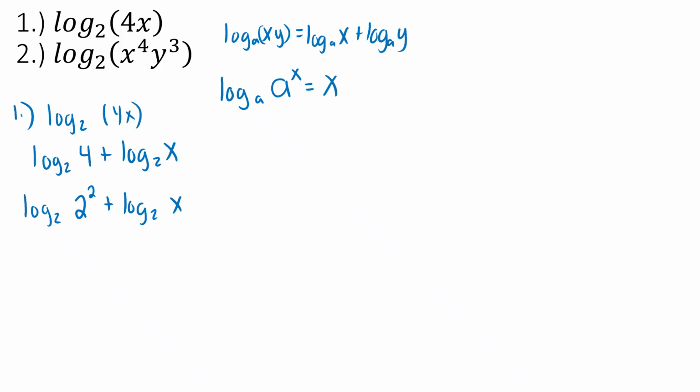It gets into what does a logarithm do? Well, a logarithm undoes an exponential. So this logarithm of base 2 undoes that base of 2 on the argument, leaving me with just the 2. And so it is 2 plus log base 2 of x.